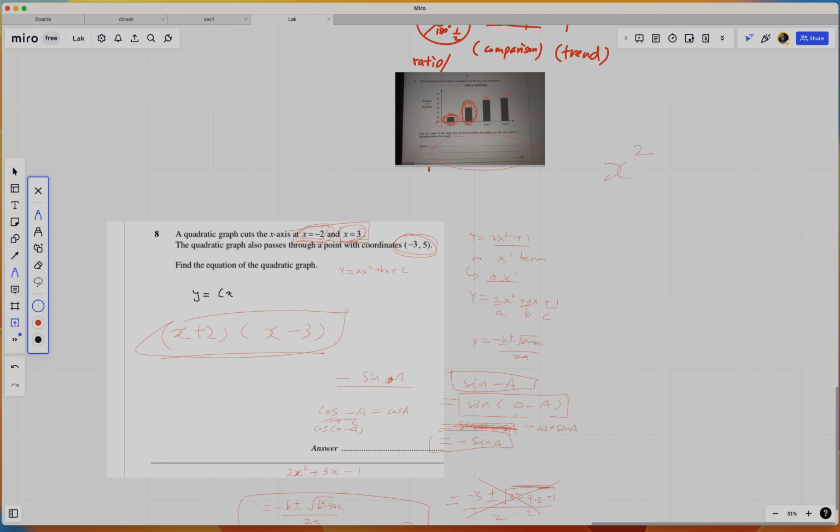So I expand it out. x squared plus 2x, x squared minus x minus 6. So it's y equals. Now I try to sub in -3 to see if we can get 5.